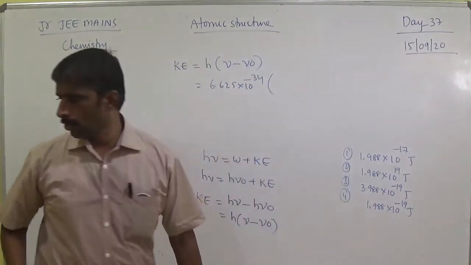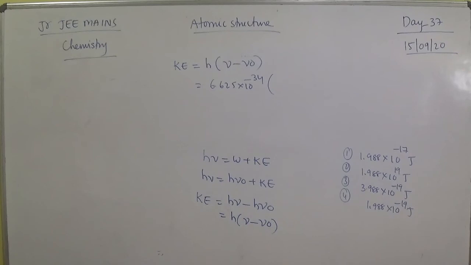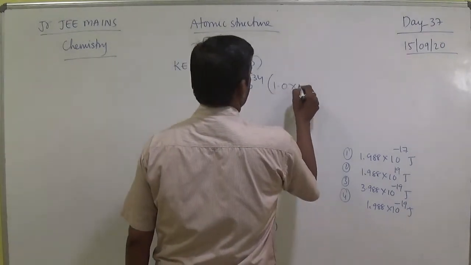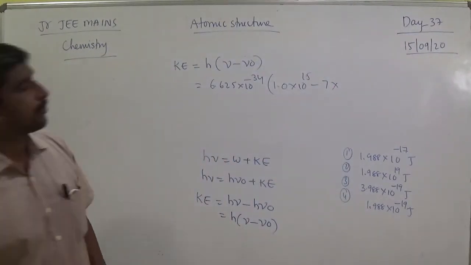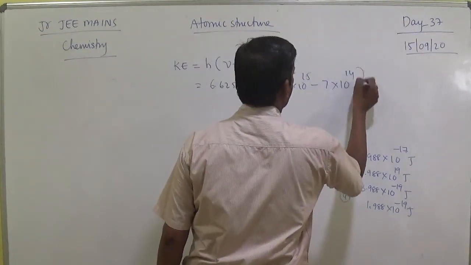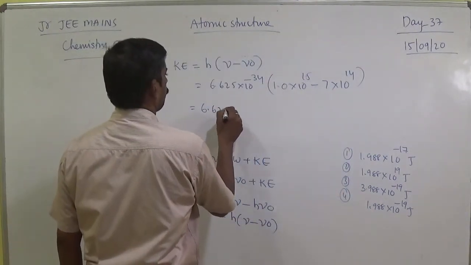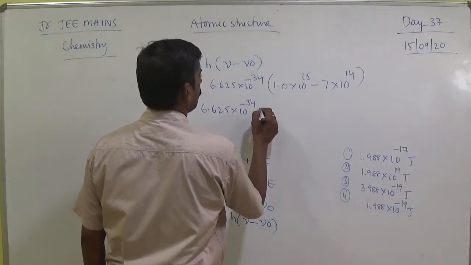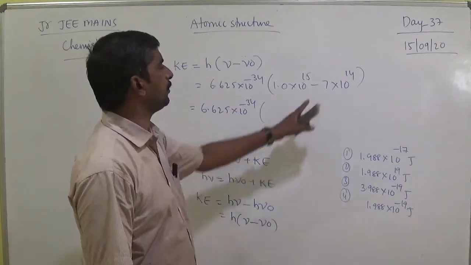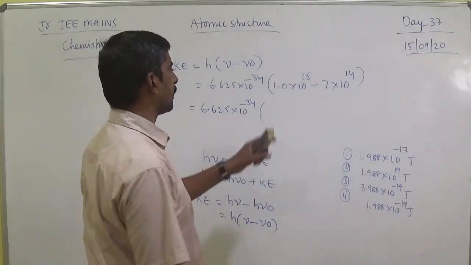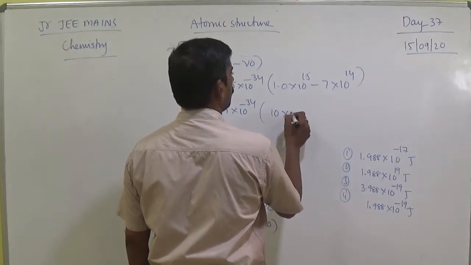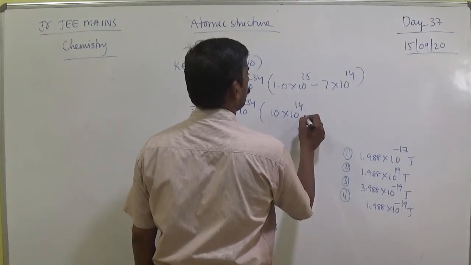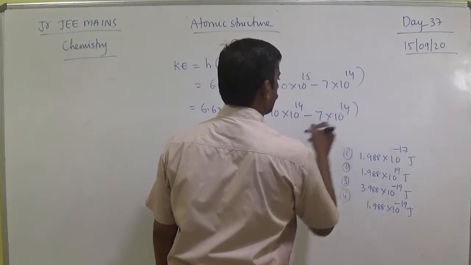ν is given as 1 × 10^15, minus ν₀, which is given as 7 × 10^14. So simply 6.625 × 10^-34 into (1 × 10^15 − 7 × 10^14). Here I am taking 10 × 10^14 minus 7 × 10^14. Okay?